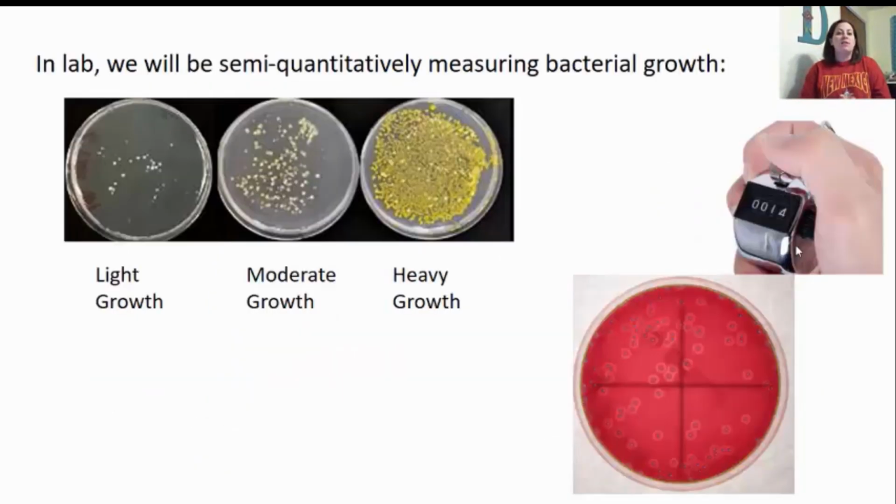In lab, you can also use a semi-quantitative measuring of bacterial growth, so you don't actually count all the colonies, but you can say whether they have light growth, moderate growth, or heavy growth. Now, in light growth, a lot of times you could count them, but because you don't know the dilution, you're not going to be able to give an actual quantitative measurement. On the other hand, with heavy growth, it's going to be very hard to tell how many are actually present there.